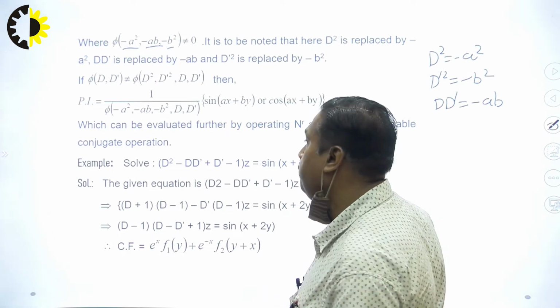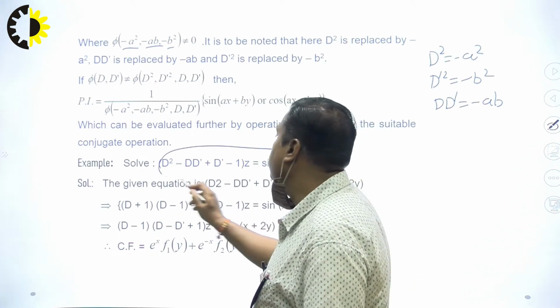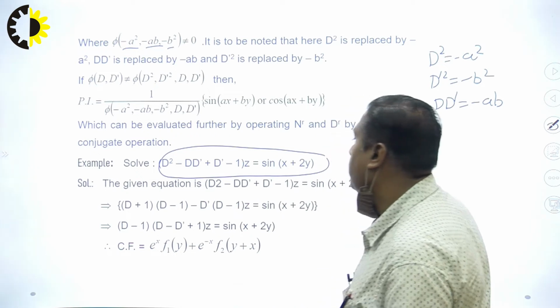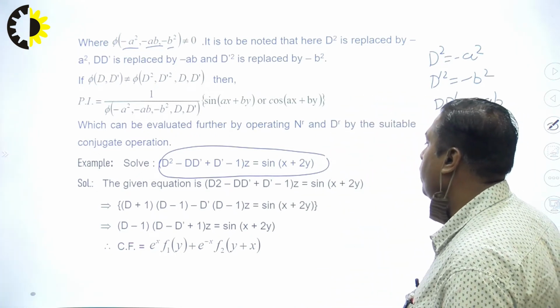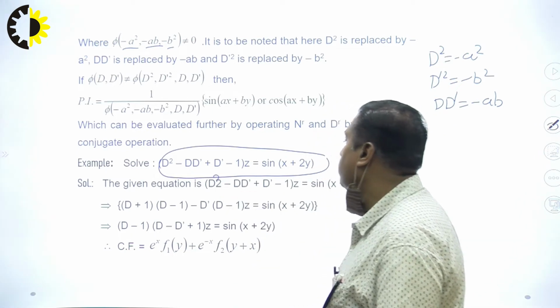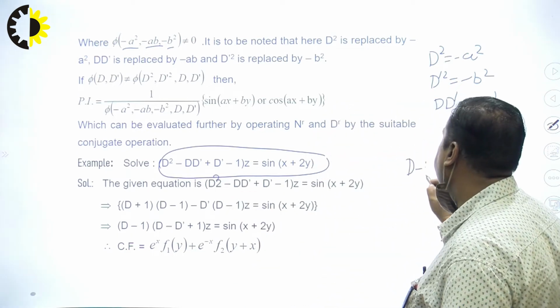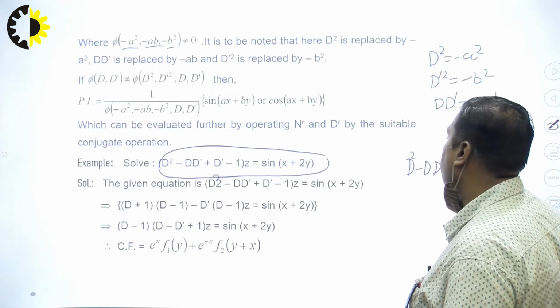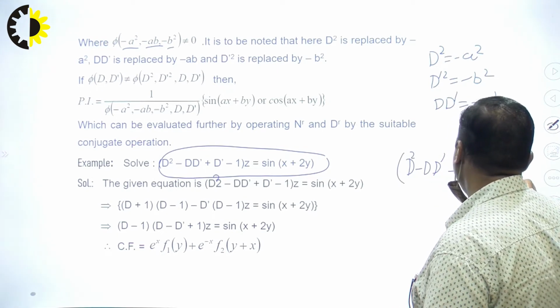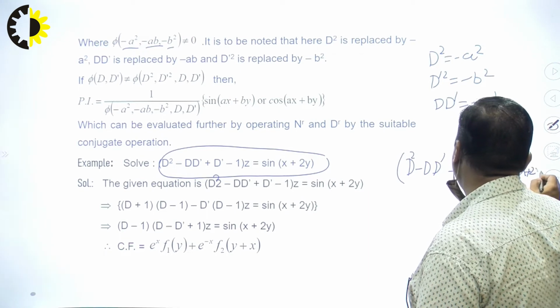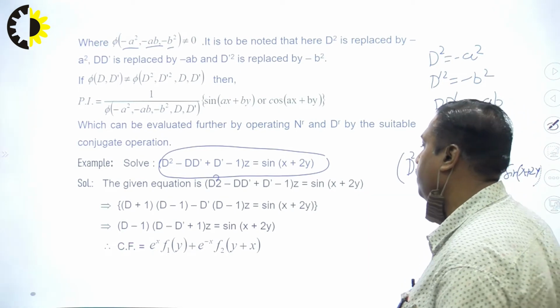Let us take the example for this. (D square minus D D dash plus D dash minus 1) into z is equal to sin (x plus 2y). That is, D square minus D D dash minus D dash minus 1 into z is equal to sin (x plus 2y). We have to calculate two terms, number one CF and number two PI.